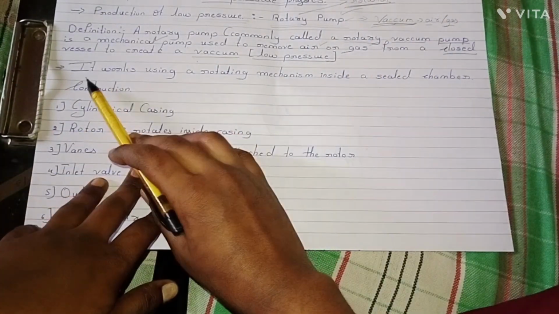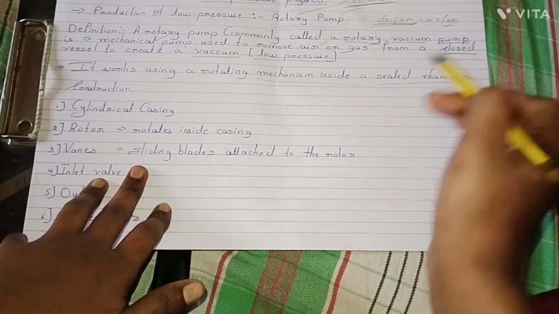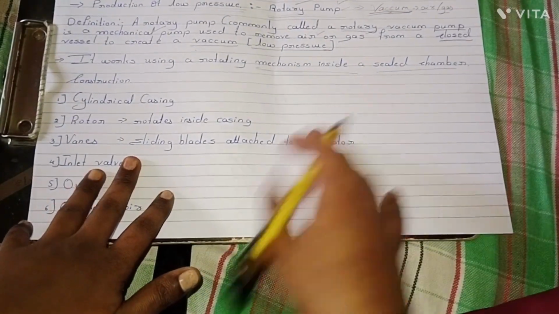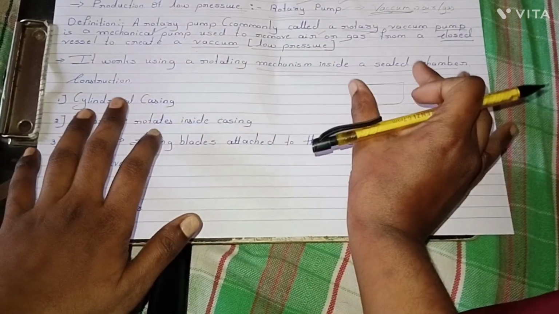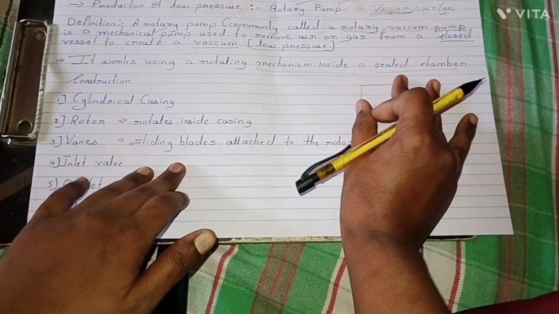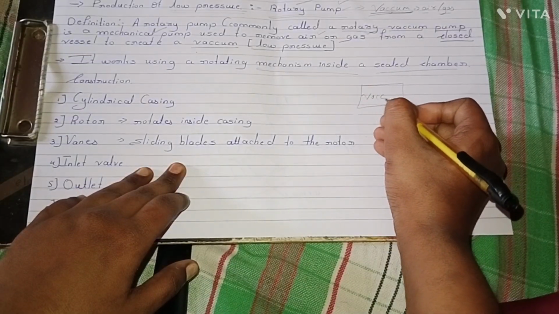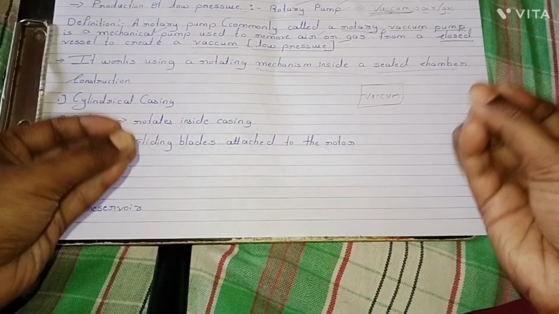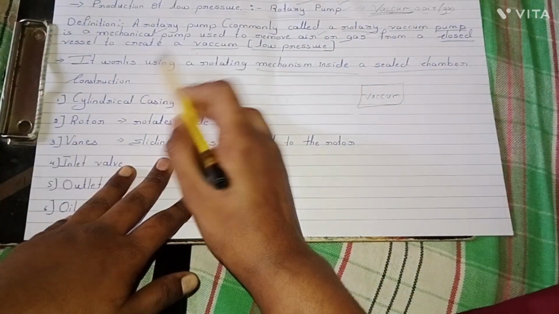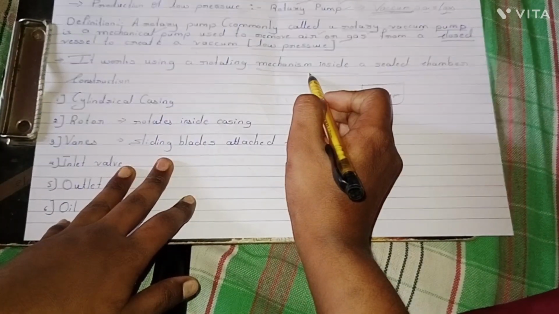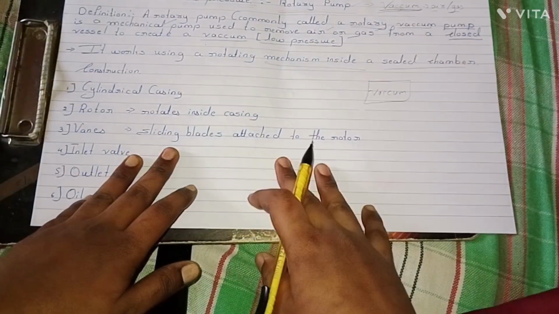Next, it works using a rotating mechanism inside a sealed chamber. We call it a sealed chamber because we are using a closed system or a closed chamber. From this closed chamber, we want a vacuum. We want it to be empty without any air or gaseous particles. So this works on a rotating mechanism. Why are we calling it rotating? Now we'll get to know.